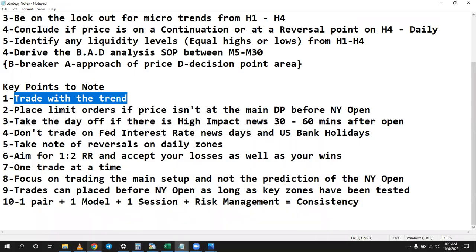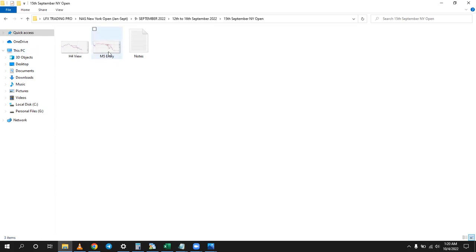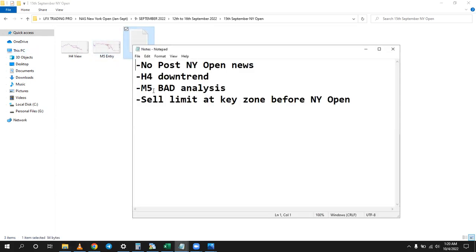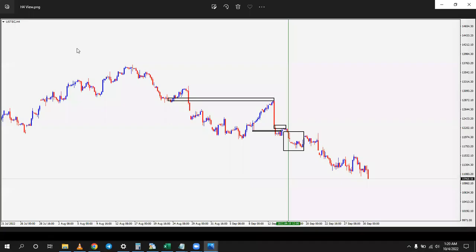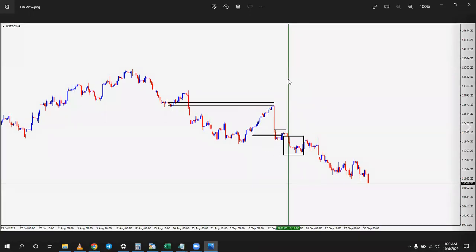Yeah, so now, 15th of September, let me see the notes. Yeah, so now no post NY open news, right? Then we had an edge for downtrend. Let me open that. Yeah, so you can see clearly here on the left side of this vertical line, we had a clear downtrend. So meaning our bias was the sell. So meaning we had to look out for sell opportunities.